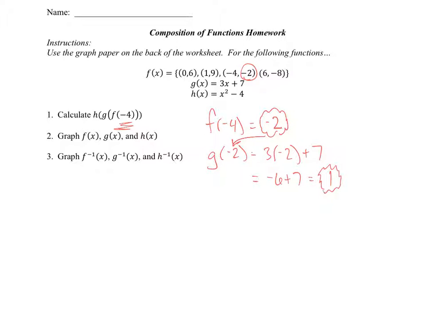Now, just like the last step, when we took our f of negative 4 and dropped that into our g of x function, we're going to take this 1 and drop that into our h of x function. H of x is x squared minus 4, so h of 1 is 1 squared minus 4. 1 squared is 1, minus 4 is negative 3.